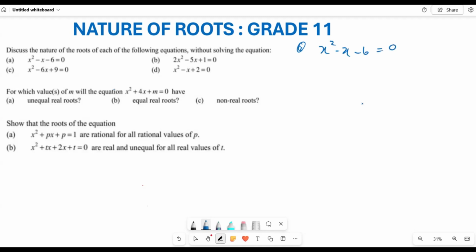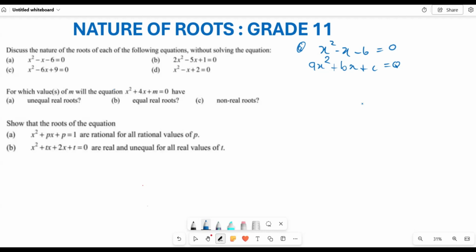Once again, what is important for us to note is that we cannot solve for any nature of roots without firstly writing everything in the standard form, which is always going to be ax squared plus bx plus c equals 0. And this particular equation above is given in this quadratic equation form. Then after here, what is it that you are going to do?